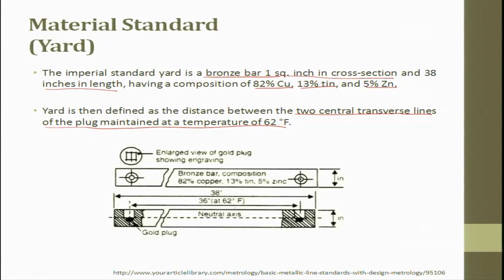All these come out because at this combination they do not expand or contract, and at certain temperature they can maintain it constant and avoid this thermal expansion. Yard is then defined as a distance between two central transfer lines of the plug maintained at a temperature of 62 degree F. So, this is the bronze bar which is having a cross section. Okay. So, here if you see, the temperature is maintained, and this is a neutral axis, you have a gold plug and this is a square inch. The bronze having all these compositions are written here. The enlarged view of the gold plug showing the engraving is given here.